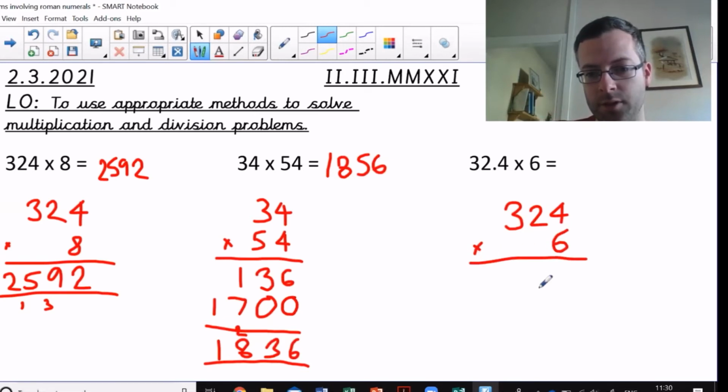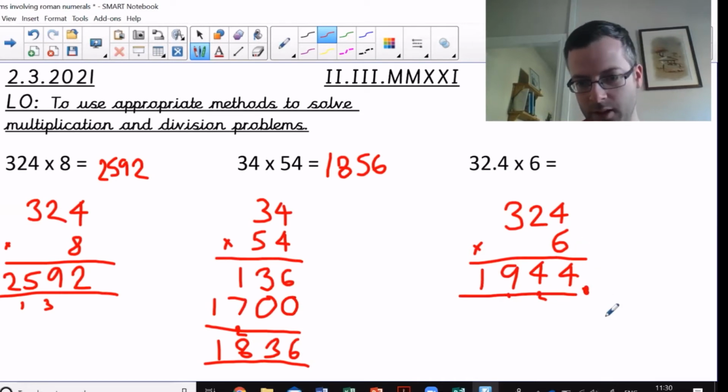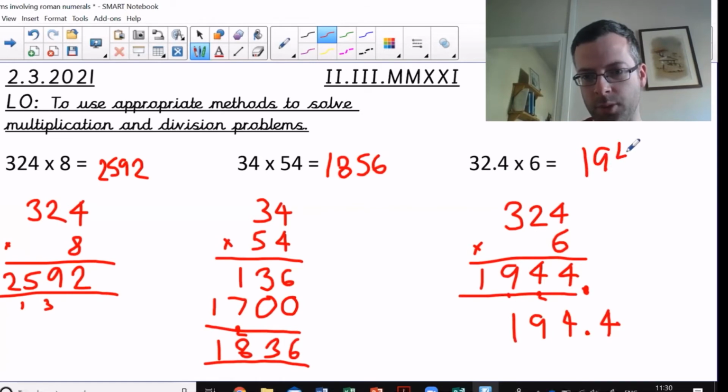So 6 times 4 is 24. 6 times 2 tens is 12 tens plus those 2, so 14 tens. And then 6 times 3 hundreds is 18 hundreds plus that one, 19 hundreds. But then I need to divide that by 10, so everything's going to move down a column. So it's going to be down 1, 194.4.